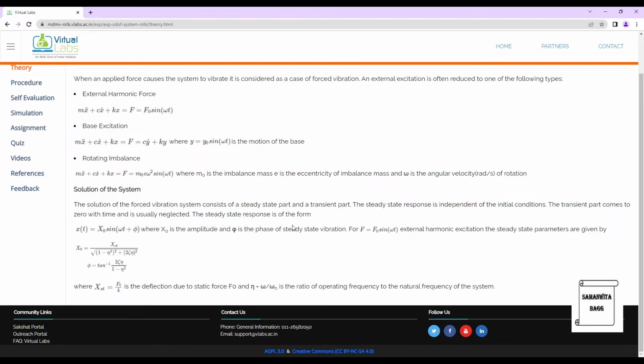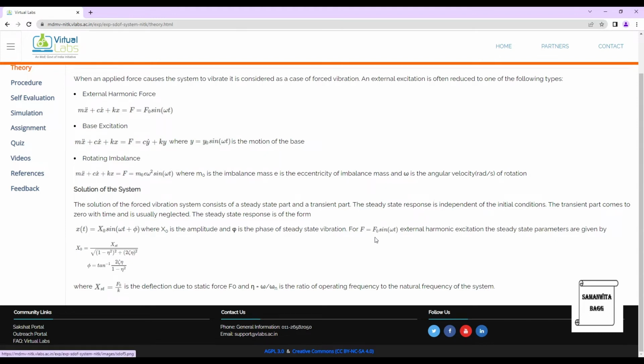The steady state response is of the form: displacement is a function of time. So this is your amplitude or displacement, as you can call it, equal to x naught sine(omega t plus phi). This is the solution of these kind of equations, where x naught is the amplitude and phi is the phase of steady state vibration. So you obviously have a phase difference. That is, when you apply a force of a sine form, it will have a particular amplitude, but when you apply it to the system, the amplitude is going to be modified, and so is the phase.